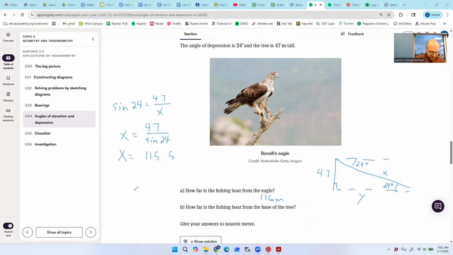I feel like Pythagorean theorem. Minus 47 squared. Y was then 106 meters.